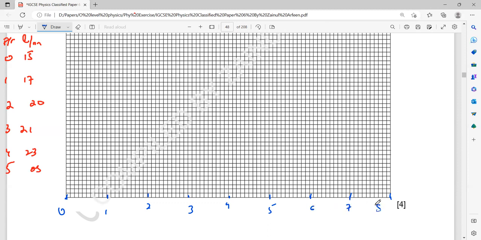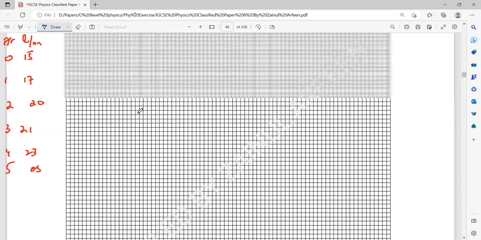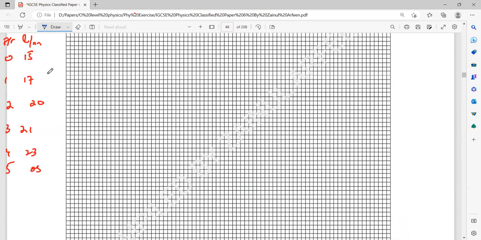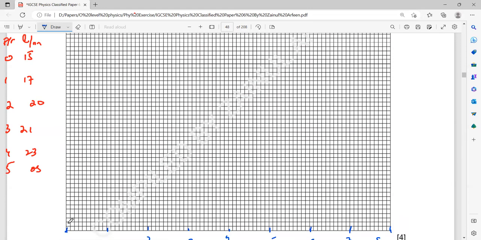So 6, 7, 8. And label the axis. One mark is for labeling the axis correctly. So we are making a load and the unit of the load is Newton. And on y-axis, we have from 15 to 25. You can select, for example, we started with 15, or instead of starting with 15, say start with 10. Then after 5 boxes or 10 boxes, 15.